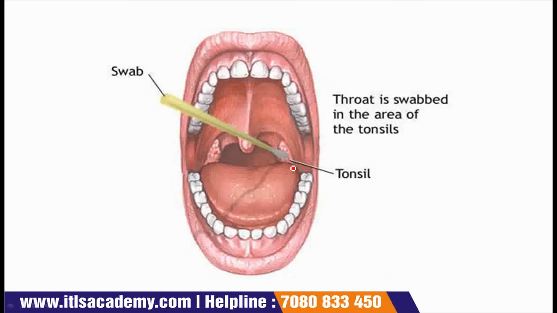You can see the process of specimen collection from this particular picture. You can see this is swab, this is tonsil, this swollen part is tonsil, and the throat is swabbed in the area of the tonsil. This particular swab swabs this particular swollen area of the tonsil and takes the sample or specimens from this area.